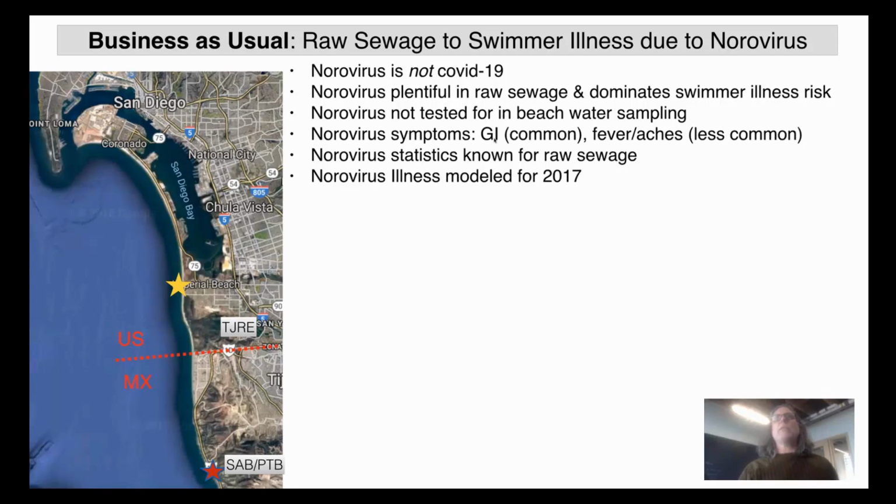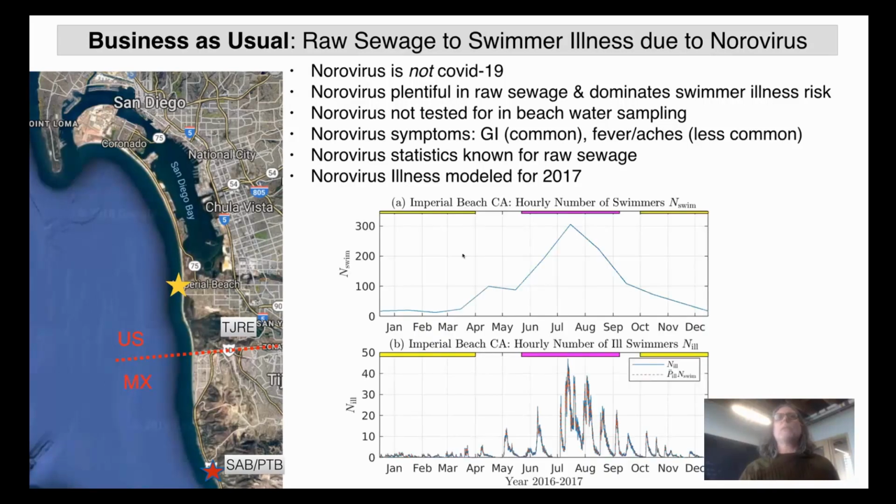Its symptoms are gastrointestinal illness, which is very common, so both throwing up and diarrhea at the same time, and then fevers and aches, which is less common. We know how much, on average, is in the distribution of norovirus in raw sewage. And we can model it using these QMRA models for the year 2017. Okay, so first what we did is we got beach visitor and swimmer data from the city of Imperial Beach, averaged over 5 years, and they gave us monthly data.